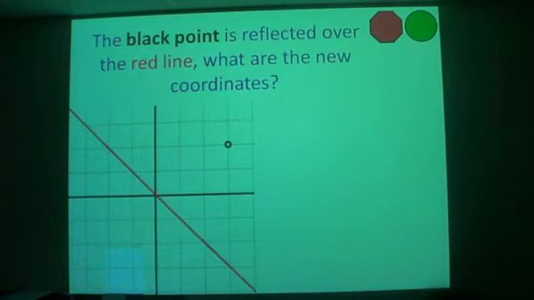The black point is reflected over the red line. What are the new coordinates? Click on the stop sign.